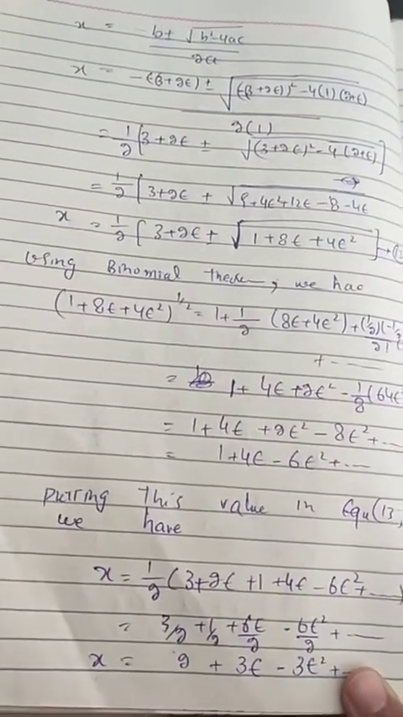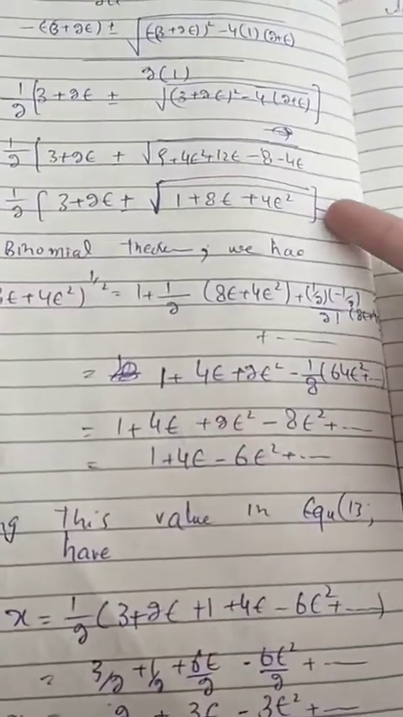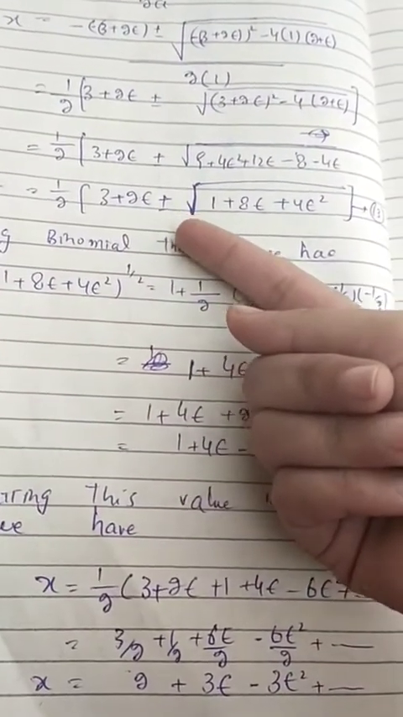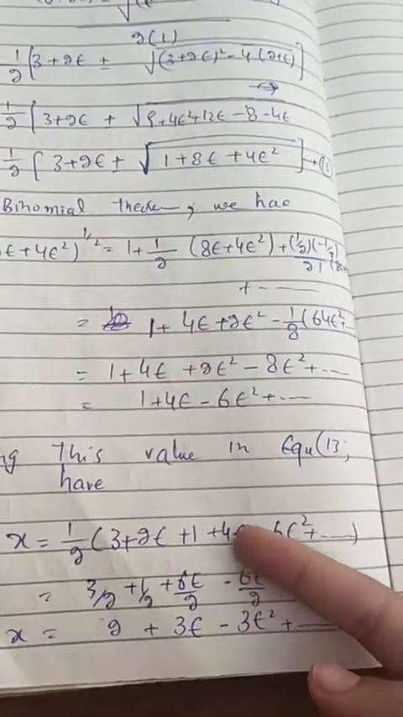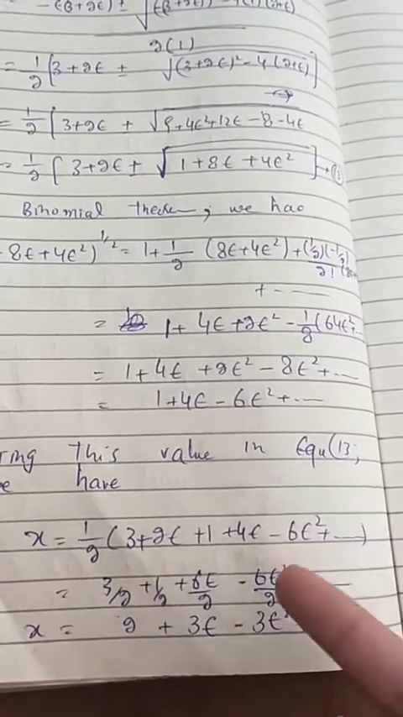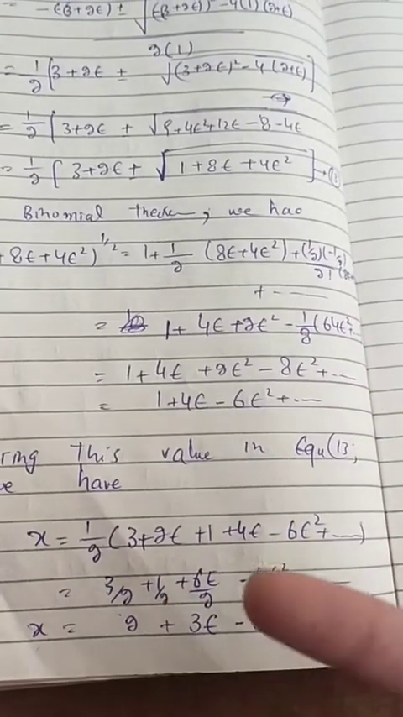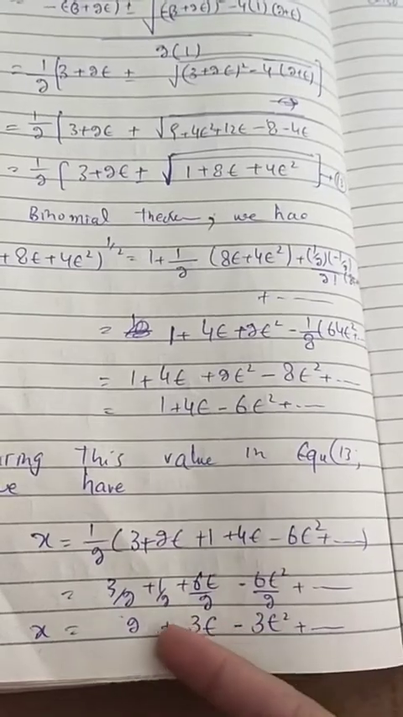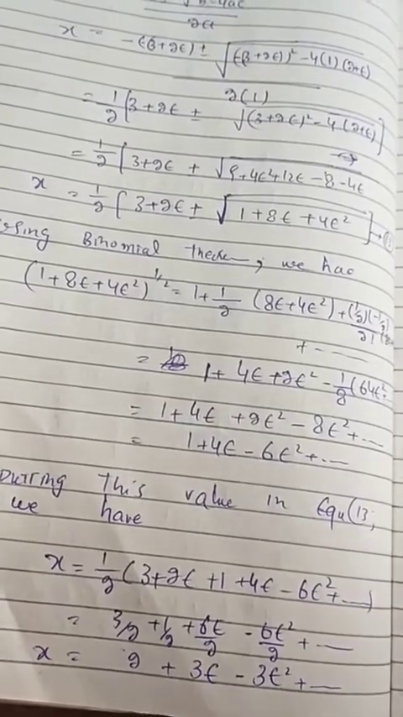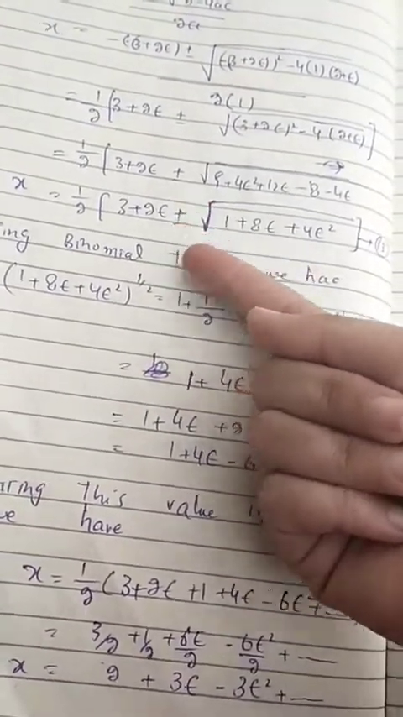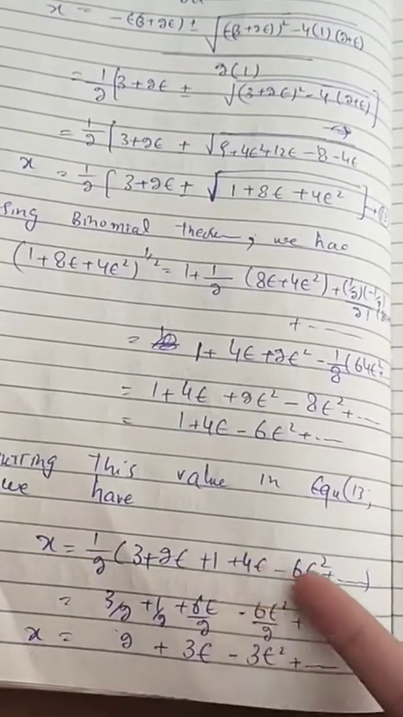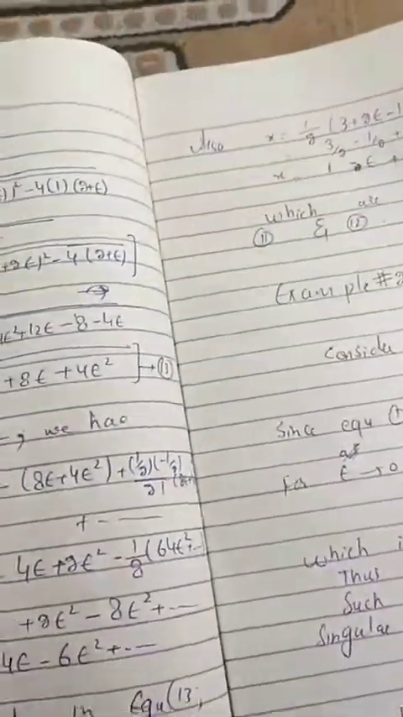Now putting this value in equation 13, we have x equals 1 by 2 times (3 plus 2 epsilon plus or minus (1 plus 4 epsilon minus 6 epsilon squared plus, and so on)). After simplification we get this equation. As there is a plus or minus, this series was for the plus term, and now we can solve it for the minus.